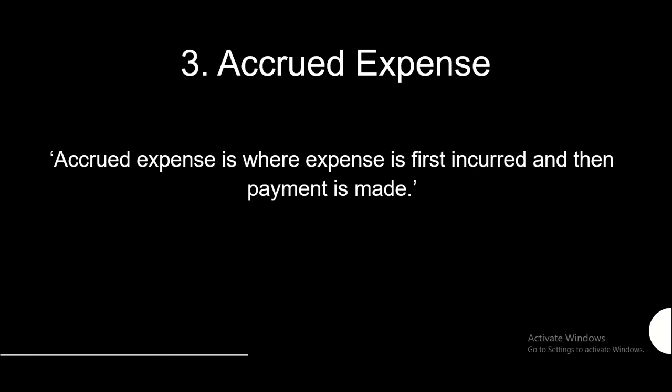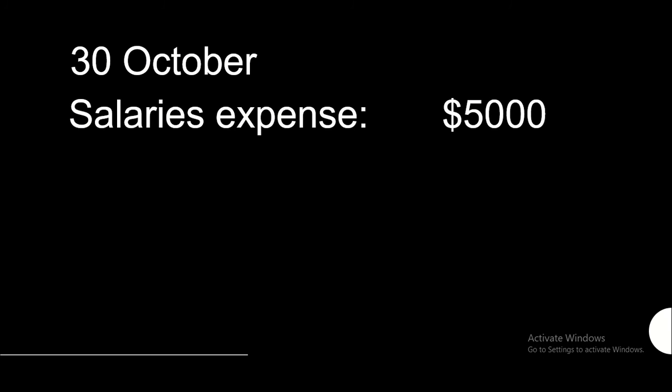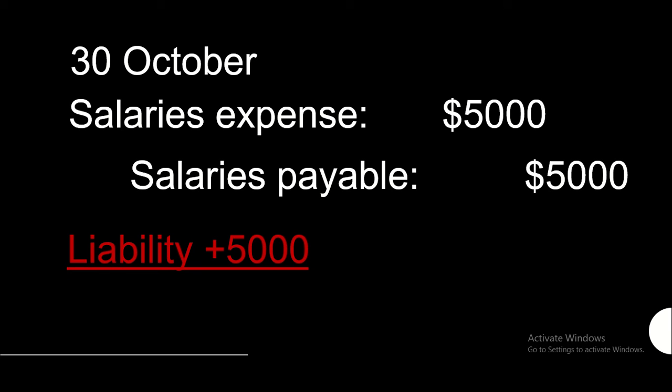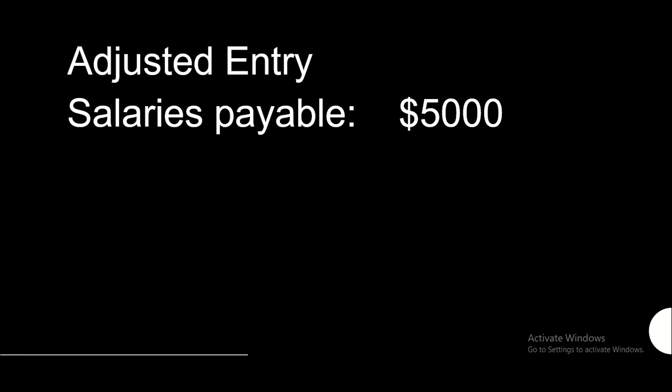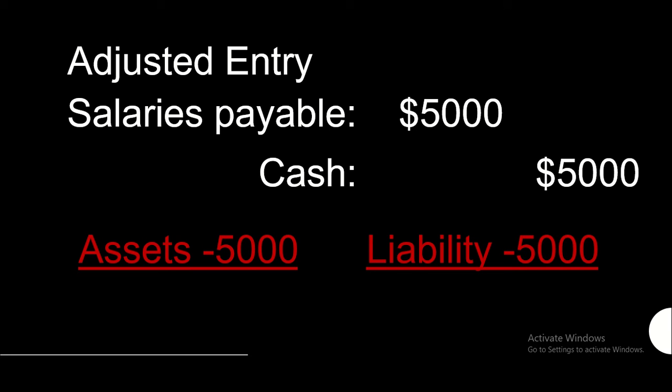Thirdly, accrued expense. Accrued expense is when an expense is first incurred and then the payment is made. With a salary expense in mind, our journal entry can look something like this. This will increase the liability account and decrease the equity account. For our adjusted entry, we will debit the salaries payable account and credit the cash account, which will decrease assets and also decrease liability.